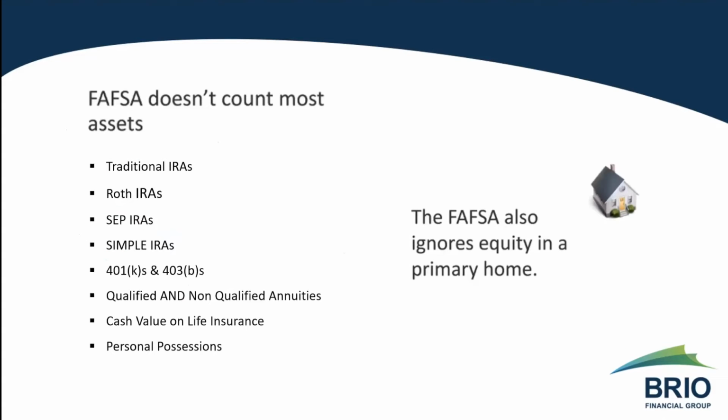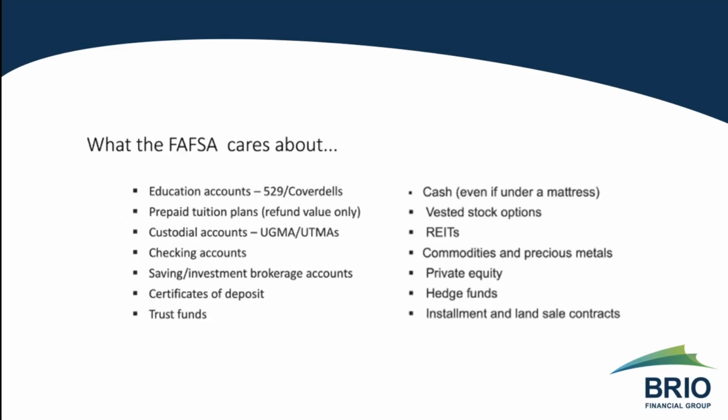So the FAFSA doesn't count a lot of things. I'm just going to say a blanket statement. The FAFSA doesn't count retirement stuff, and also insurances, and also annuities. How do you like that for a blanket statement? Oh, and equity and income. So essentially all they are going to count is your brokerage, your cash, your education plans, the tuition plans.